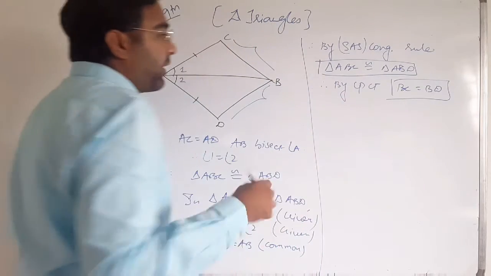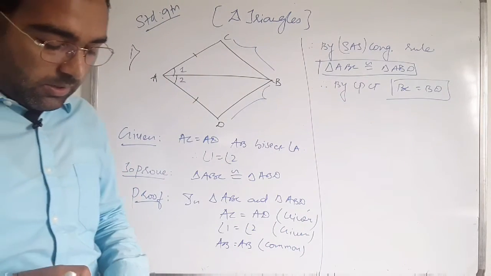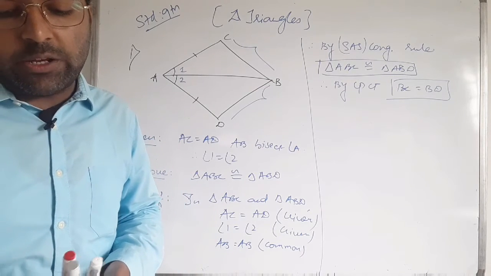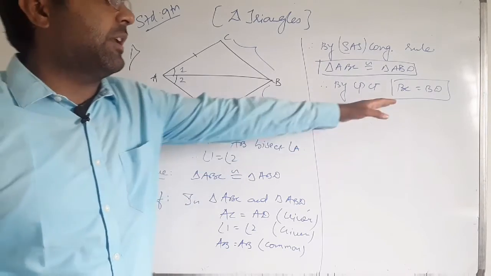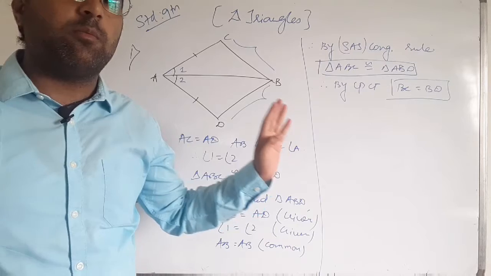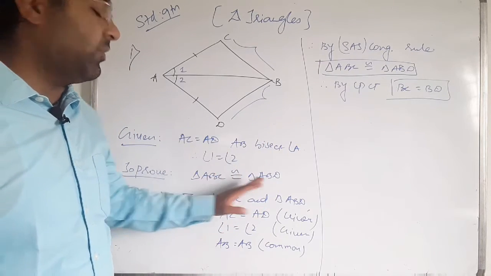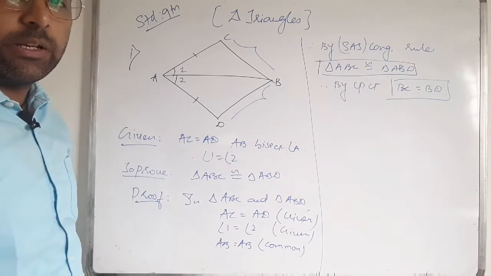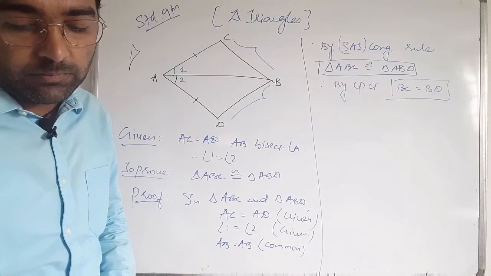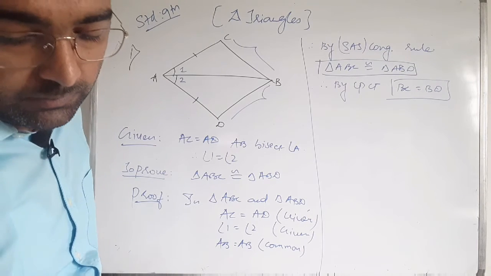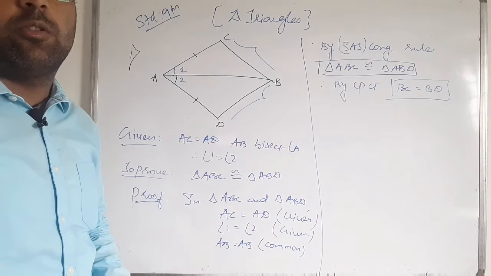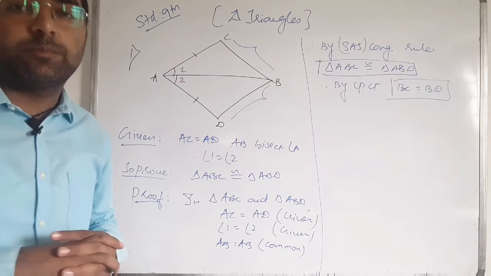In our question I also asked, what can you say about BC and BD? I'll say that BC and BD are equal because these two triangles are congruent. Clear? Please note that down. Note this down please, fast.